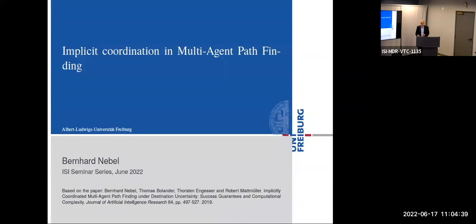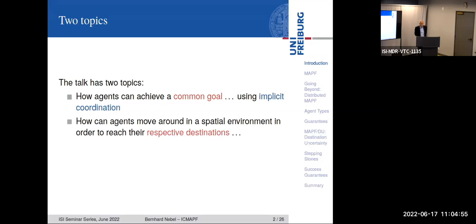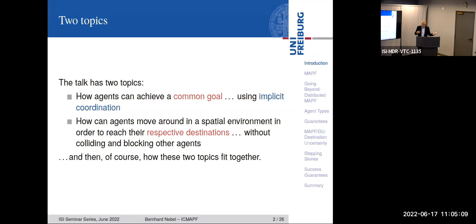So it's about implicit coordination and multi-agent pathfinding. And well, the title already suggested it has 2 topics, namely one is how agents can achieve a common goal, and the other topic is how agents can move around in a spatial environment in order to reach their respective destination. That's the multi-agent pathfinding thing, without colliding, of course, that's the main thing. And then, of course, how do these things fit together?